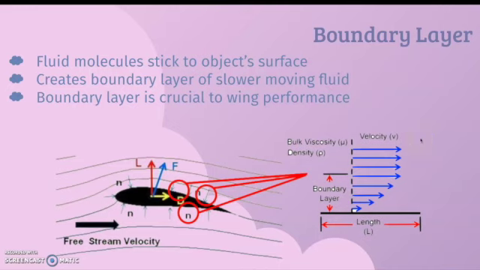So now that we've talked about calculating lift, let's take a look at the actual airfoil, and specifically, the boundary layer. So fluid molecules stick to an object's surface, and that creates a boundary layer of slower moving fluid. And the boundary layer is crucial to wing performance. If you look at the diagram here, you will see that we have a specific area that is our boundary layer. That's the layer that is closest to the airfoil. That's where our slower moving fluid occurs, and this is crucial in order for us to create lift on any aircraft.